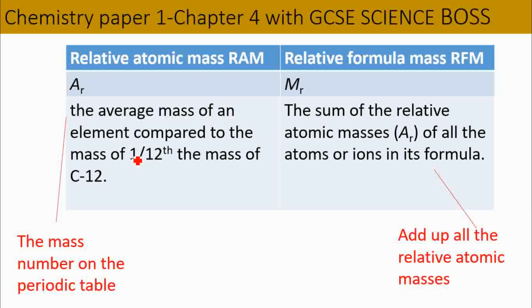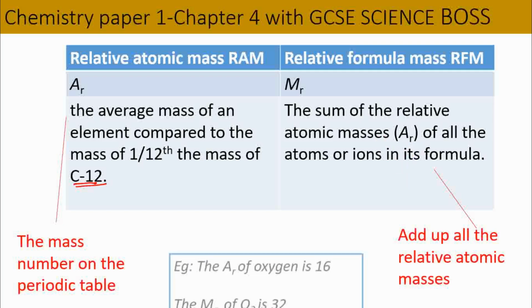In terms of definition, AR is just the average mass of an element, comparing it to 1/12 the mass of carbon 12. Everything in the periodic table in terms of mass is compared to this element, carbon 12, whereas MR is adding all the AR values together.